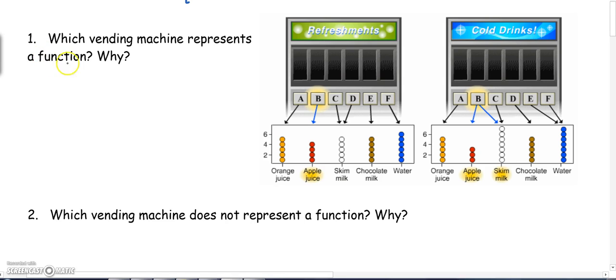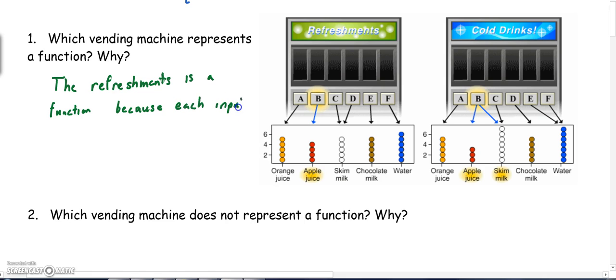The refreshments machine is a function, because each input, which in this case is a button, is associated with one output, which in this case is a drink choice.